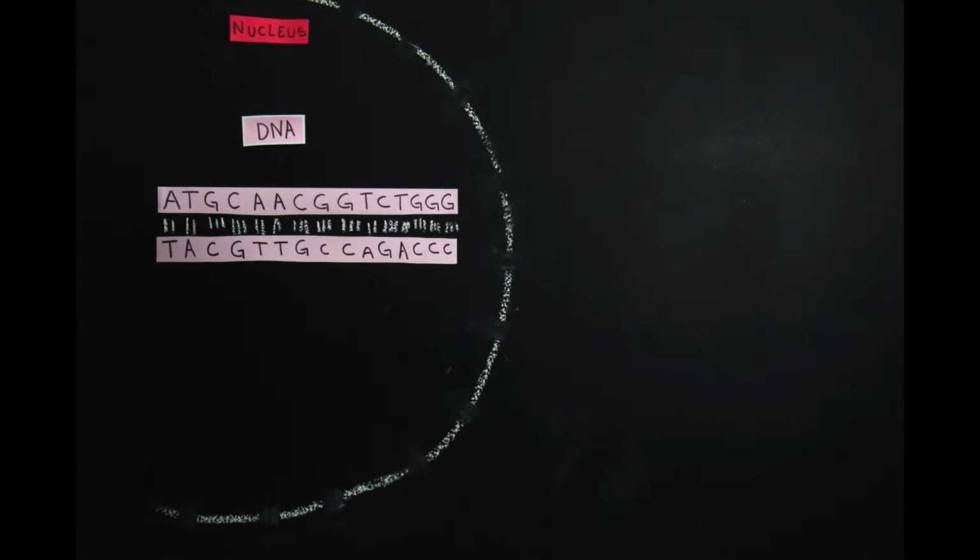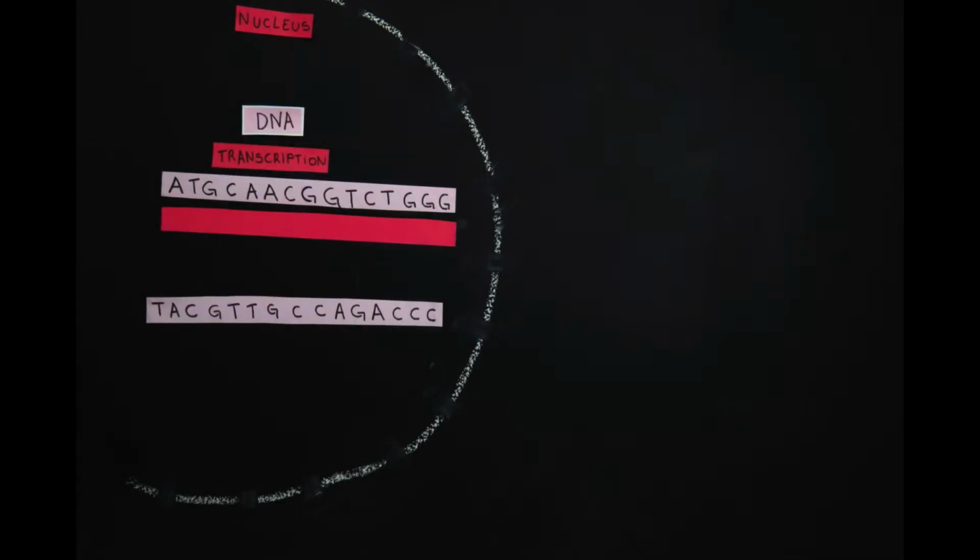code must be transcribed and taken to the cytosol. This is called transcription. For this purpose, the hydrogen bonds are disrupted, and the sequences of the nucleotides will be copied in a complementary way. This will build the RNA from the DNA sequence.